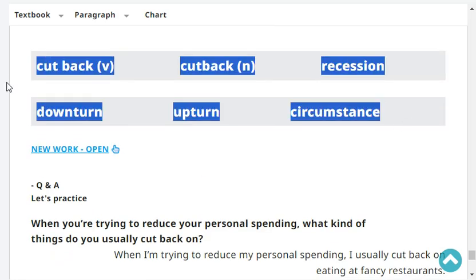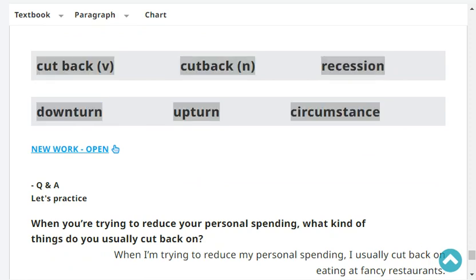Next, repeat cutback. Cutback. Okay, so two words is a verb, cut back, and then one word is a noun, cutback. What about now? Next, cutback, recession, downturn, upturn, circumstance. Very good.